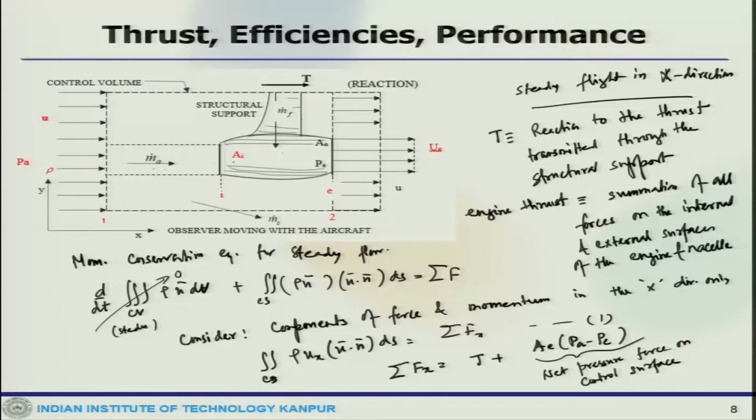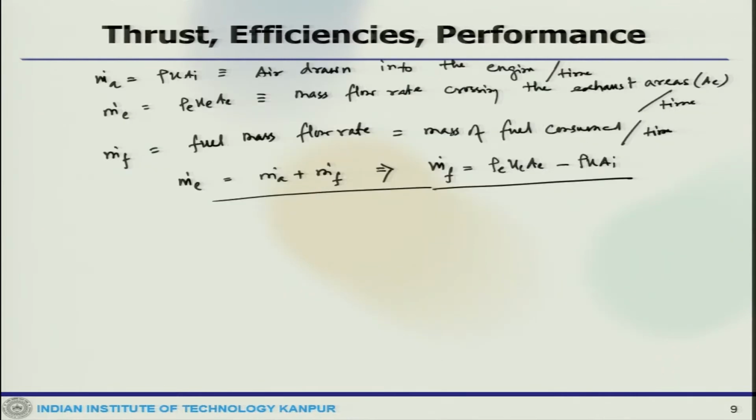So, we are trying to find the expression for the thrust, and then we will calculate other performance parameters. This is what we started with, the free body diagram, and finally we get that the total exhaust or exit mass flow rate would be the sum of the air coming in and the fuel flow rate. Okay, so this is where we stopped.